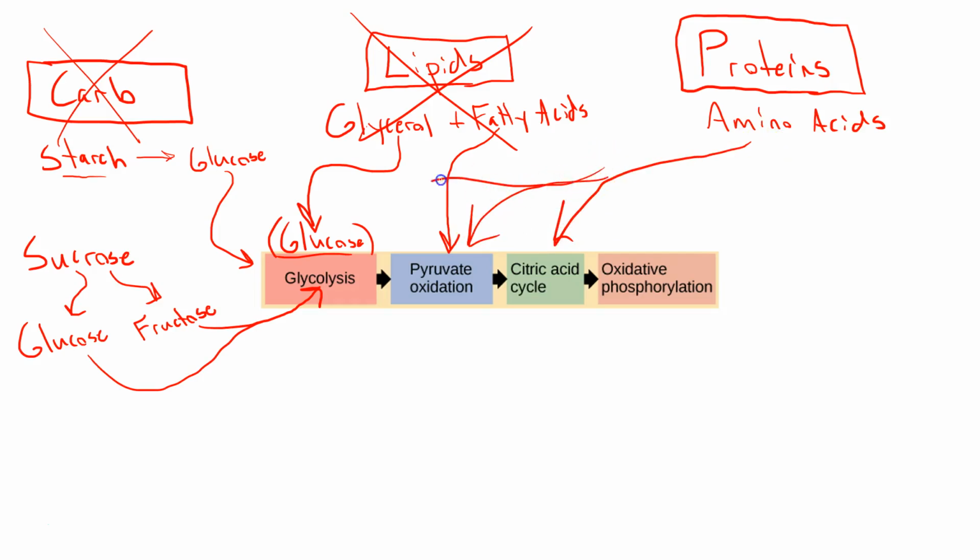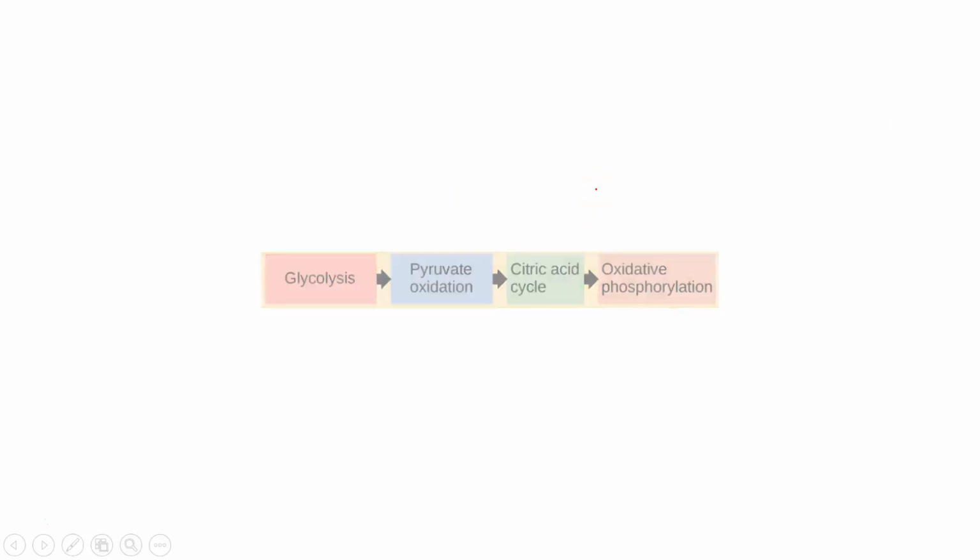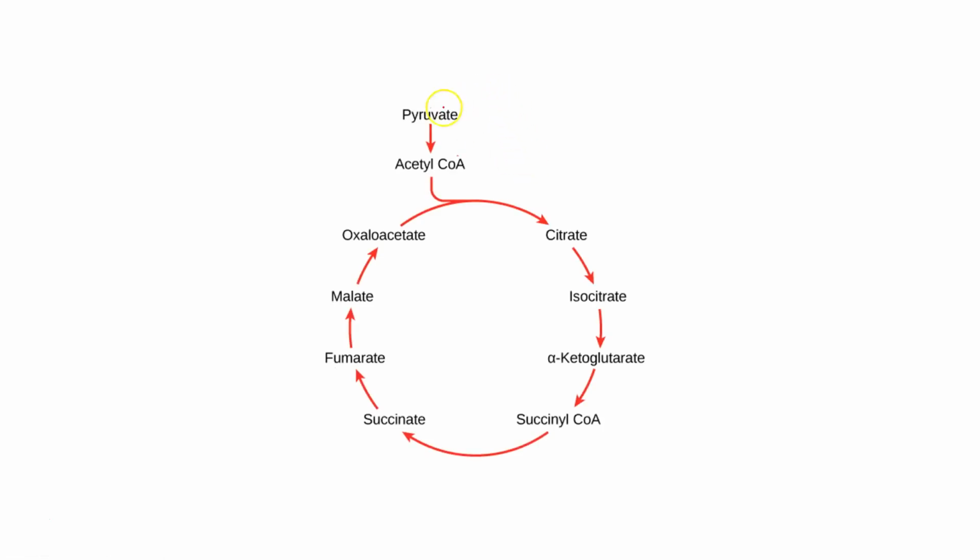There's 20 different amino acids out there, and depending on the amino acid, they have kind of a preferential entrance into this metabolic pathway. Most of them are able to enter right here into the citric acid cycle. So if you take a look, here's our citric acid cycle. Pyruvate gets oxidized to acetyl-CoA, and then it goes around and around and gets totally broken apart. All of the electrons and protons stripped down.